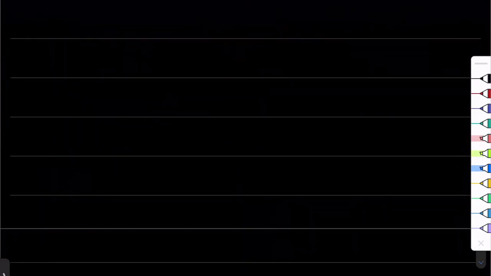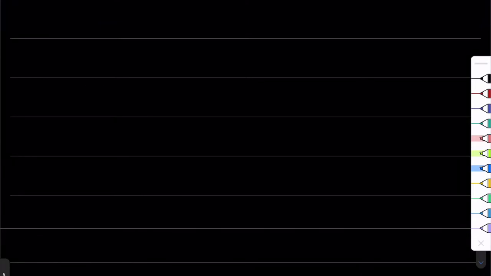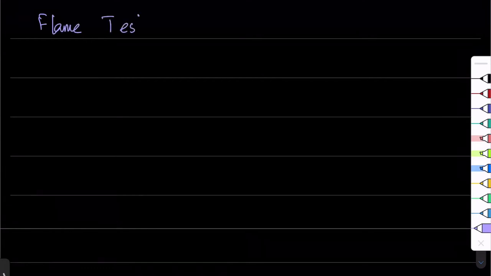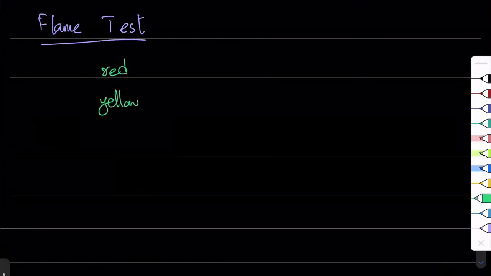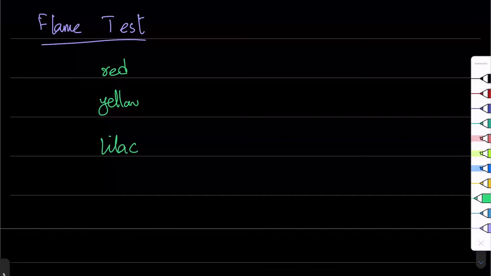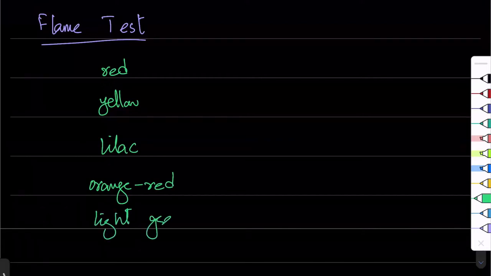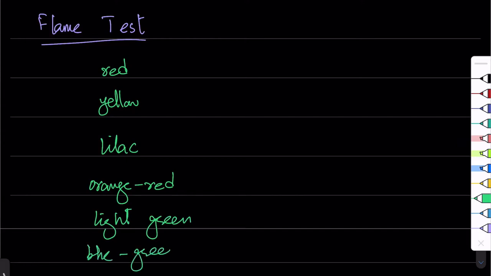Mujhe ek baat bataye, one thing that I suspect aapne shayad na padhi ho. Flame test. Did you review them? Did you study them? No, sir. So flame test was added to your syllabus just this year. Okay. So flame test aapke syllabus mein hai. The colors are red, yellow, lilac. Then we have combination colors. So we have orange, red. Is this where it says like burns green with a dash flame? Yeah, yeah. Burns with this color or burns with this color. Or and blue, green. Okay. So we have these 6 colors. You just have to memorize this again, of course.